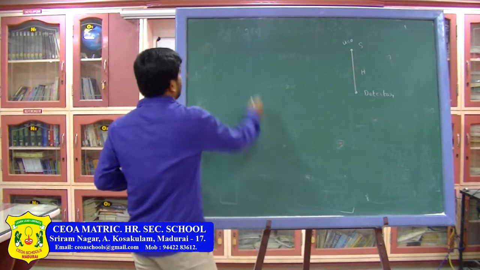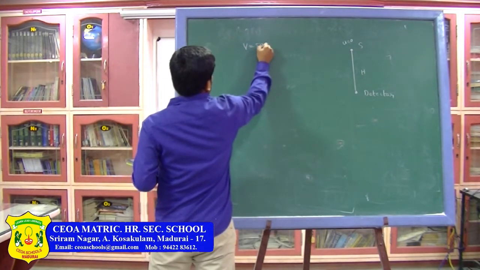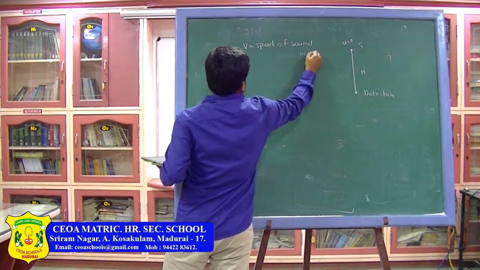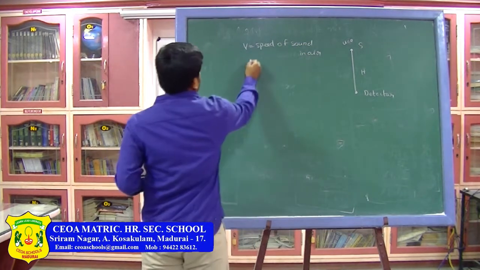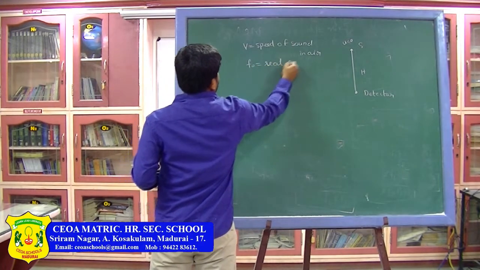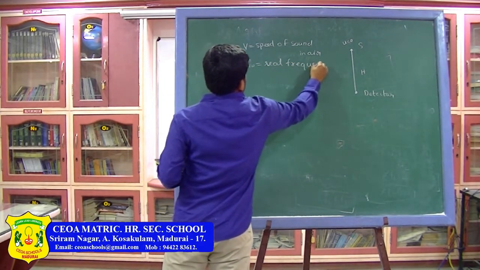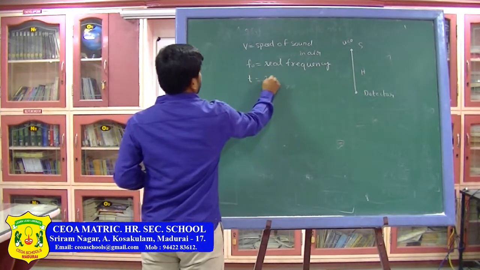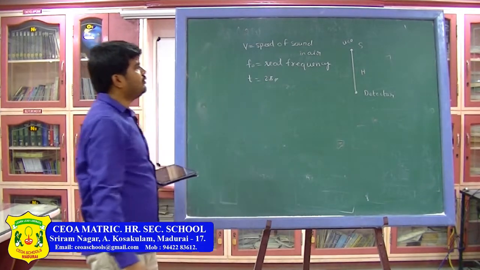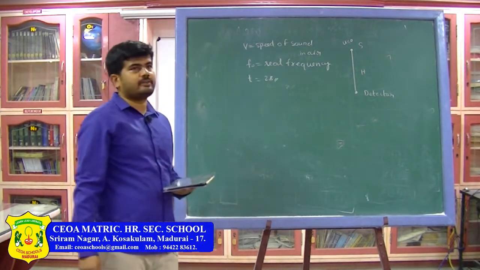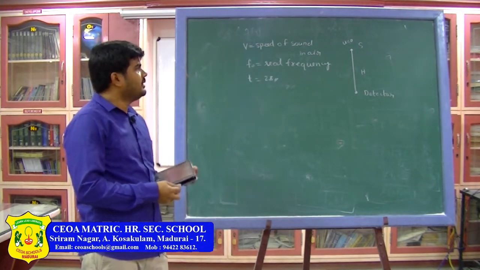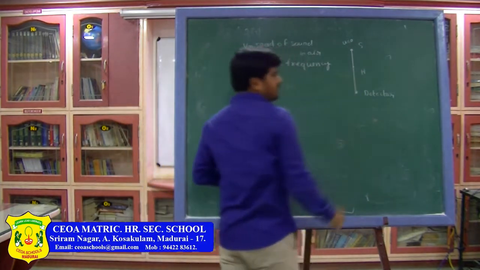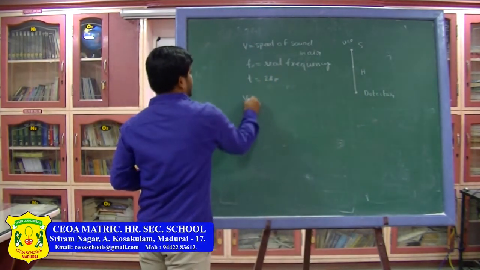So first let me write the given values. Here V, the speed of sound in air, and f naught, real frequency of the source, and time t is equal to 2 seconds. So the first thing we have to do is find the speed of the source after 2 seconds, as it is under free fall, that is freely falling motion under gravity. So after 2 seconds, the speed of the source, let us say it is Vs. So Vs value you have to find.